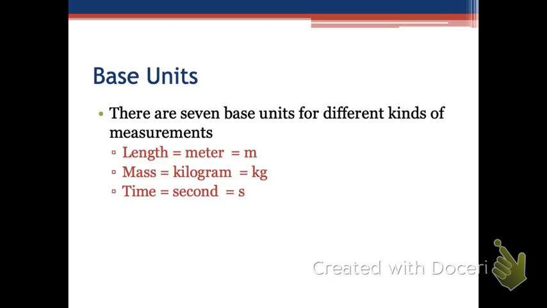Okay, the abbreviation for seconds is just an S. How many seconds are in 1 minute? 60. Yeah, good. So you can write this down if you don't know this. 60 seconds equals 1 minute.